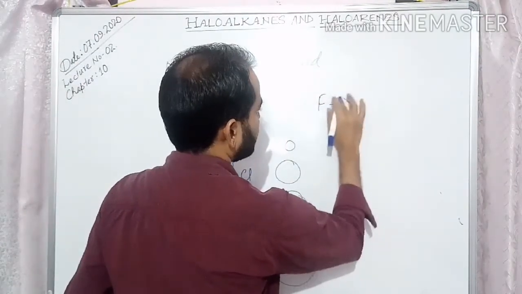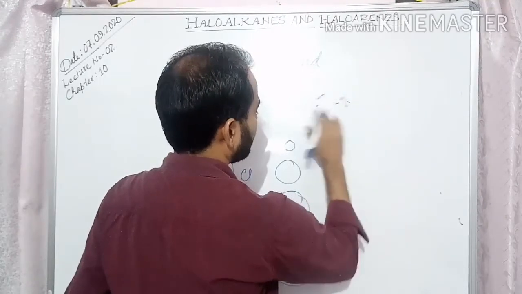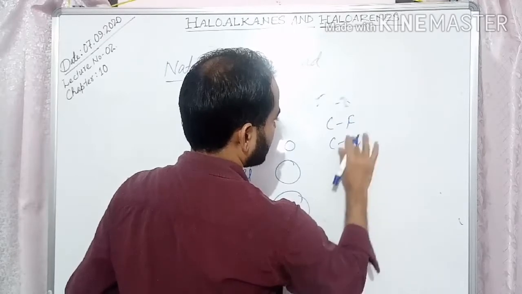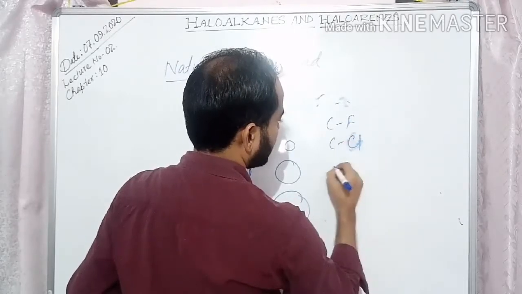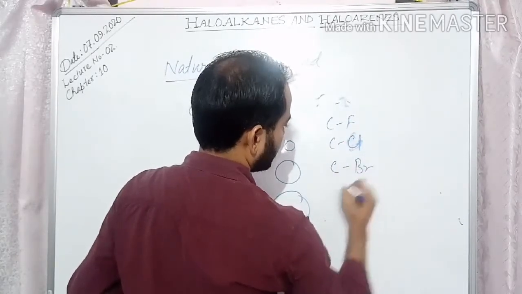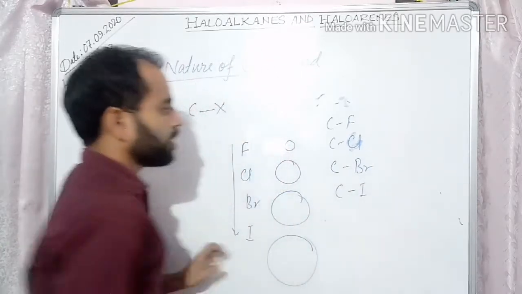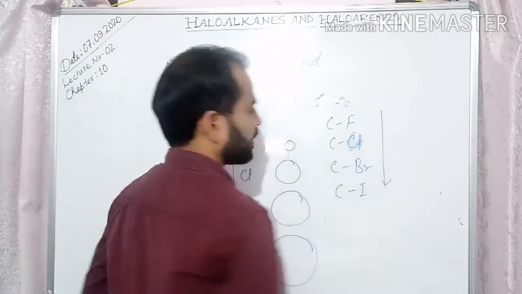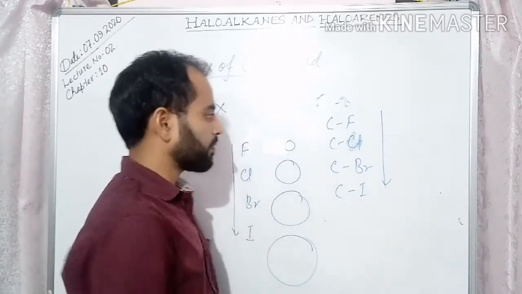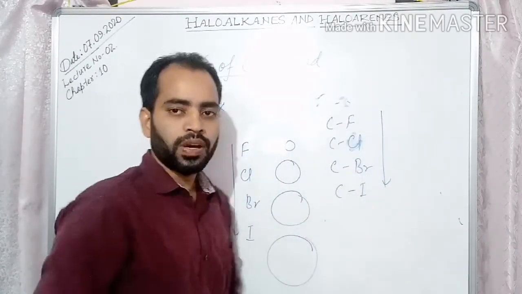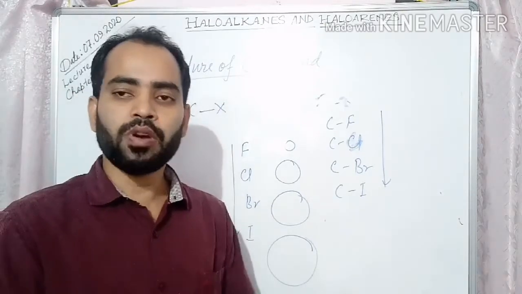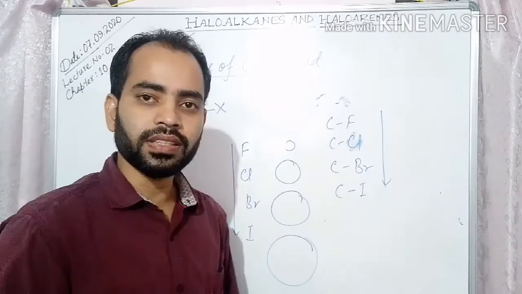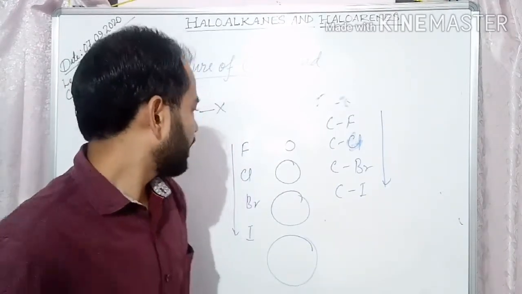Suppose this is the bond between carbon and fluorine, carbon and chlorine, carbon and bromine, and carbon and iodine. As we move from top to bottom, the bond length increases. As we move downward, the C-X bond length increases because the size is increasing. Is it clear?